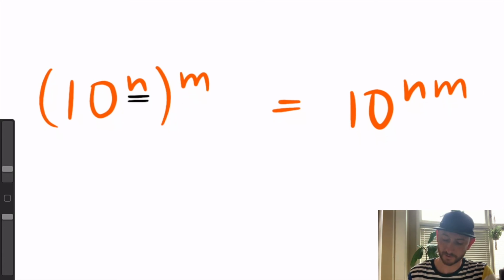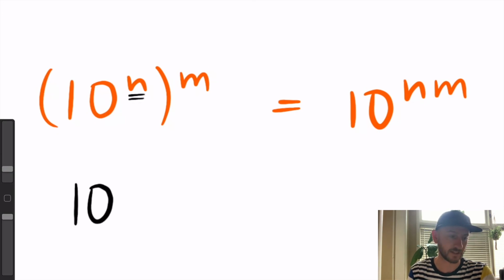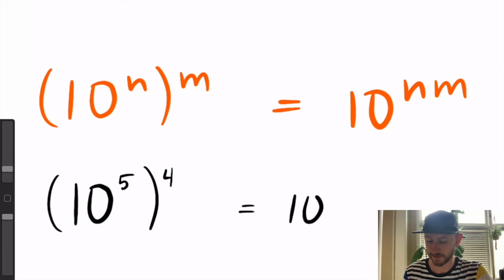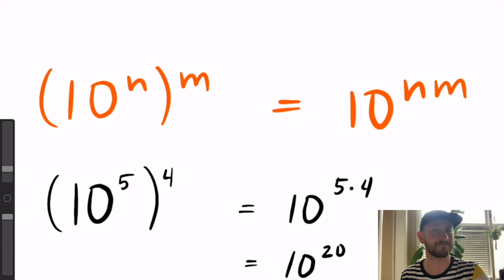So again, for example, let's say 10 to the power of, instead of the letter n, let's just choose a number, we'll say 5. And instead of the variable m, we'll say 4, which would be the same as 10 raised to the power of 5 times 4, which equals 10 to the power of 20. Good job.